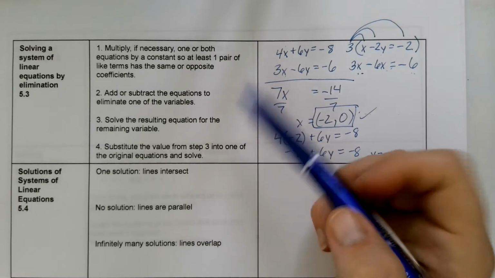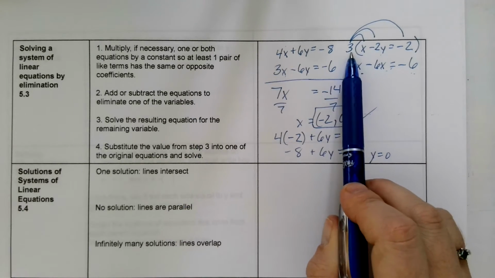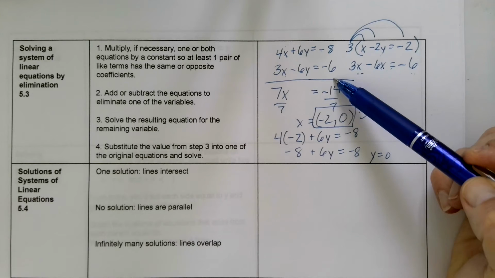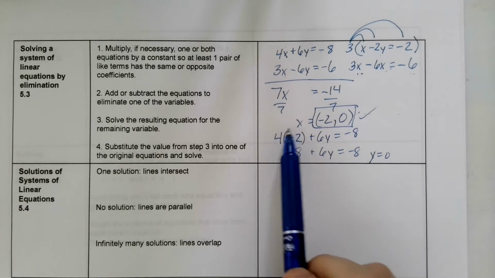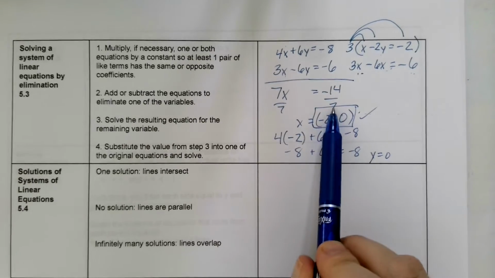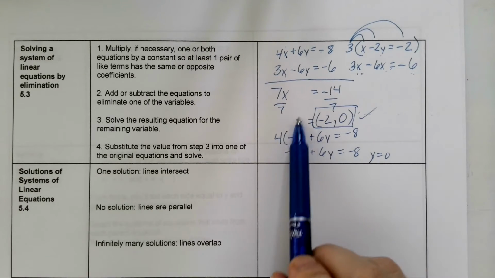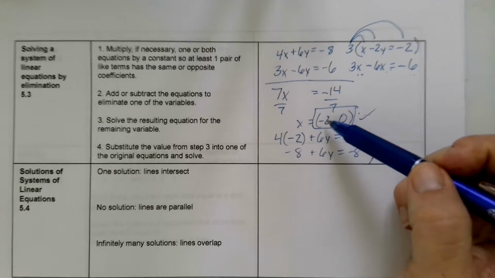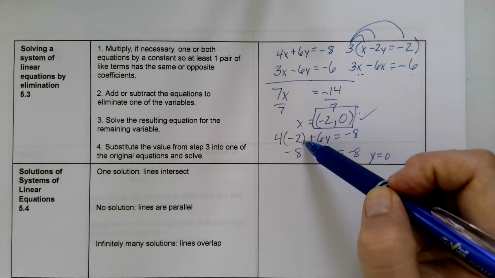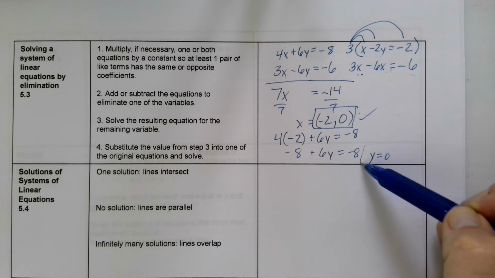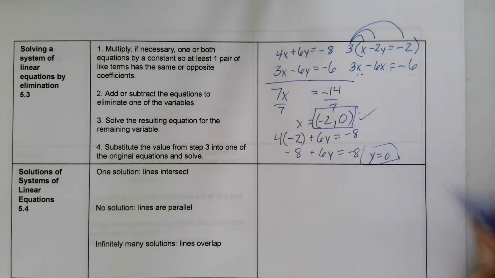So follow your steps. Remember, we multiplied, if necessary, by a constant. We added or subtracted the equations to eliminate one of the variables. We solved the resulting equation for the remaining variable. We went x equals -2. And then you substitute that value back into one of your original equations and solve for the other variable. Write your answer as an ordered pair.